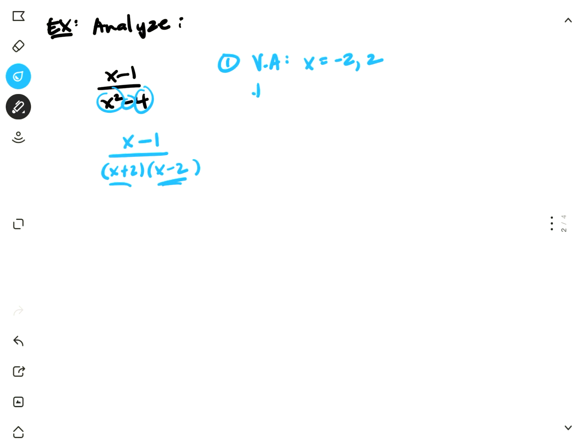The horizontal asymptotes, if we refer back to this one: the top degree is 1, the bottom degree is 2. So if the top is smaller than the bottom, we have a horizontal asymptote at y equals 0. Okay.